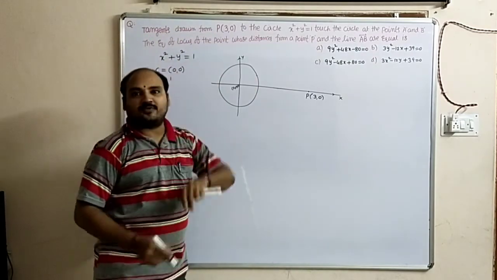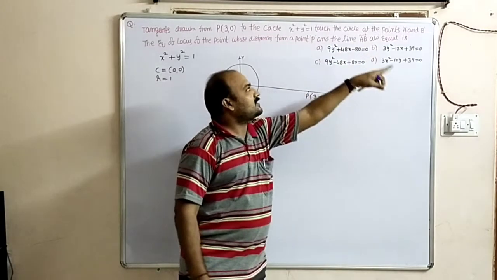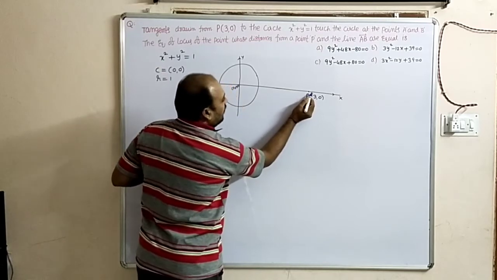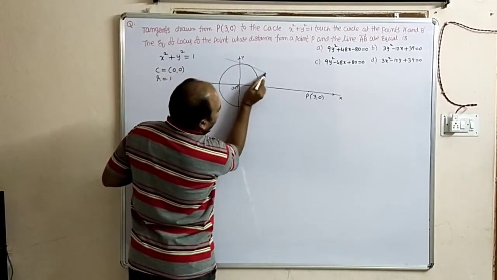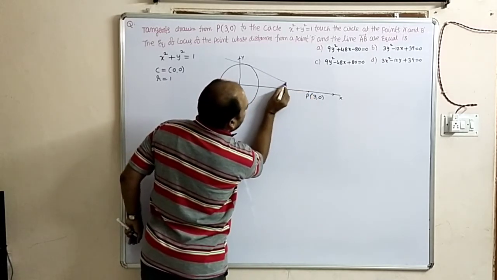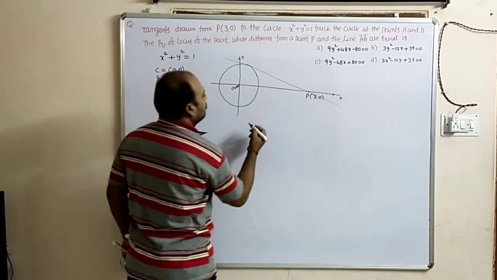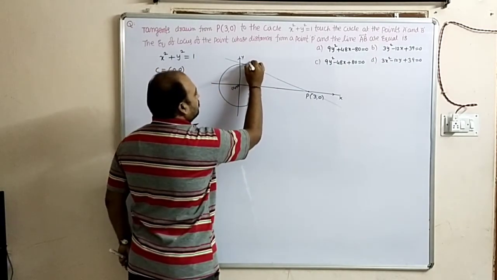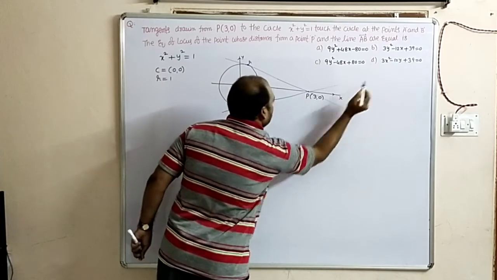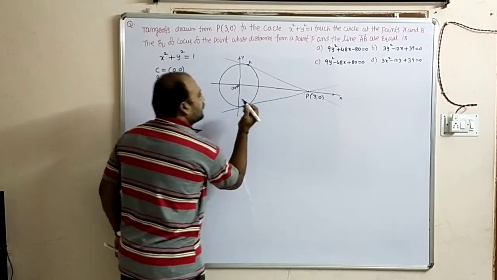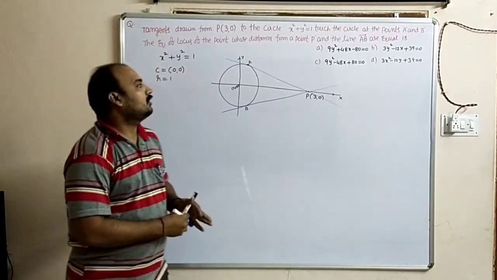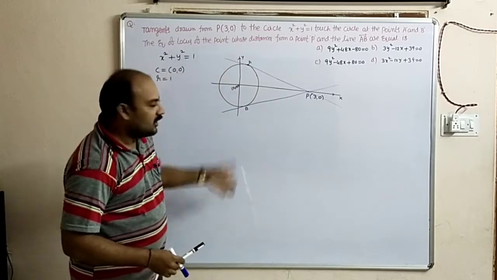Tangents are drawn from the point P of (3, 0) to the circle and touch the circle at A and B. Observe the tangents I am drawing here from point P. This is one tangent and another tangent. Now the line joining A and B.